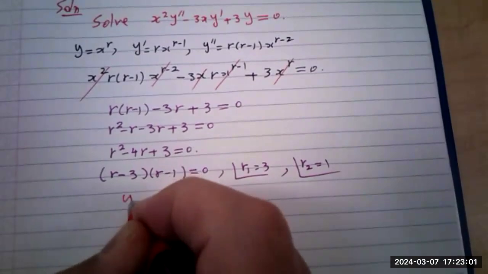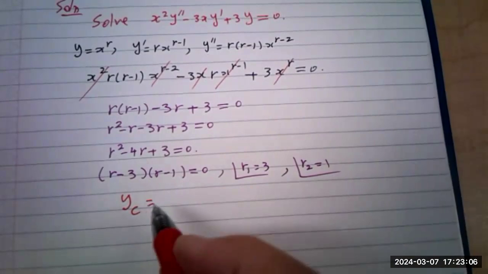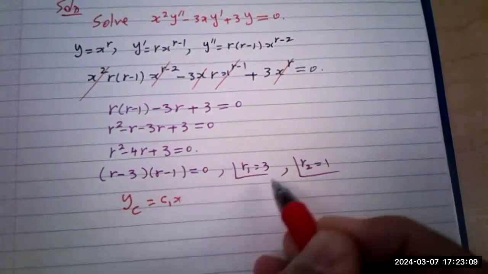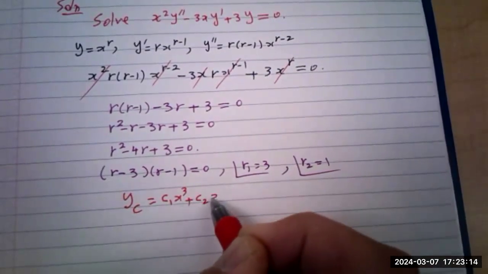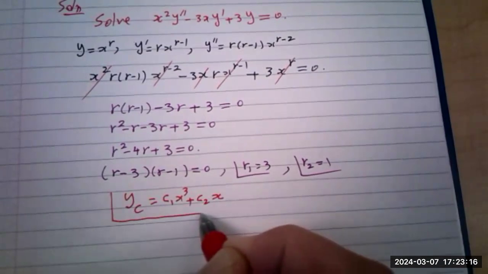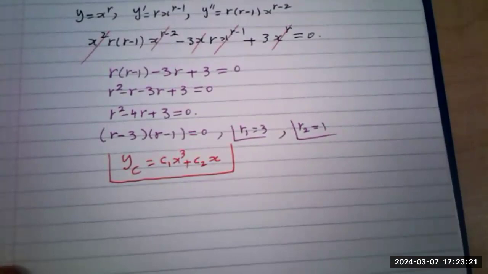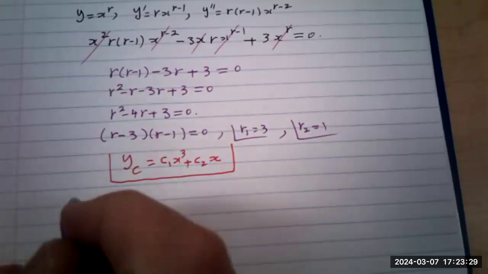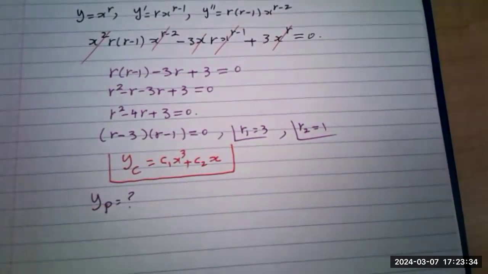So the yc is C1 x to the r1 plus C2 x to the r2. So it's going to be C1 x cubed, the first one, plus C2 x to the first power. So this is going to be your yc. Any question? Now we have to find the yp. So the next question is going to be, what is yp? In order to get the yp, we are going to use the variation of the parameter method.